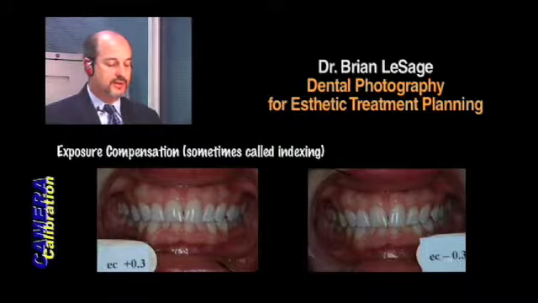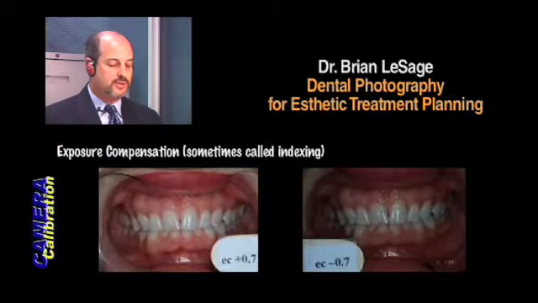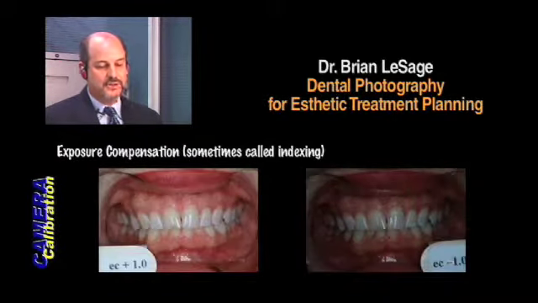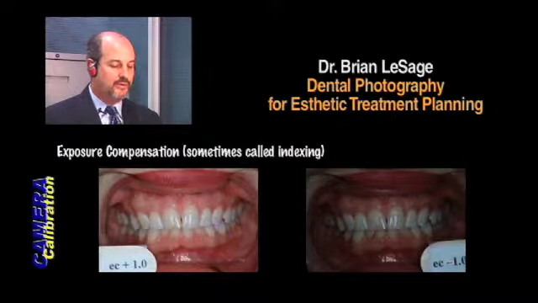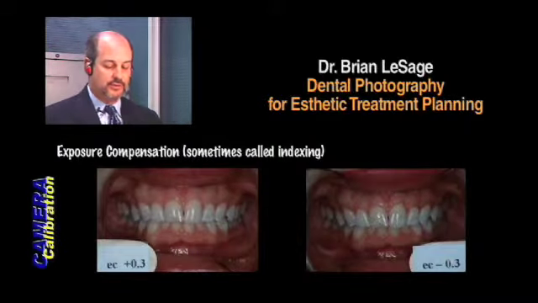+1/3, -1/3. So slightly lighter, slightly darker. +2/3, -2/3, slightly darker, slightly lighter on the left, slightly darker on the right. So we're getting too far away from the correct values. A lot brighter as we open up the exposure compensation, and darker. Now we run the same at f22, 0 and -1.3. +1/3, -1/3. We're looking at which one has the best compensation, the best exposure.